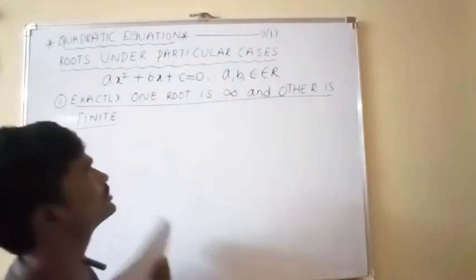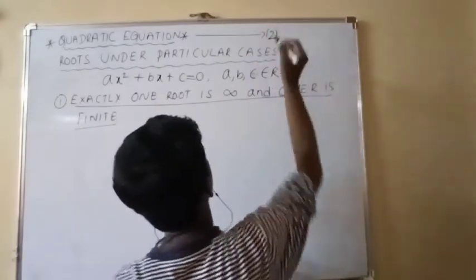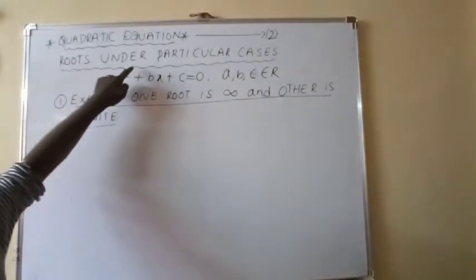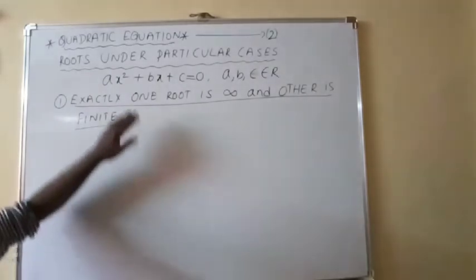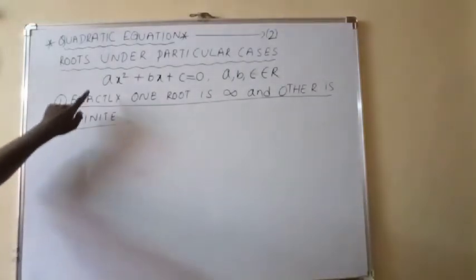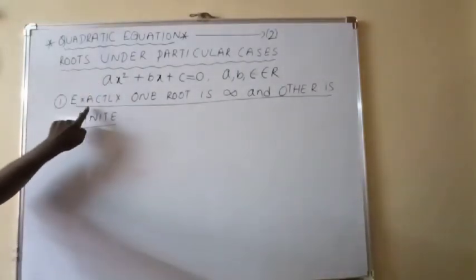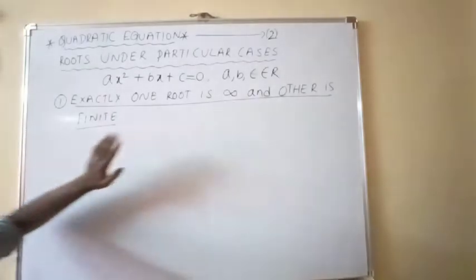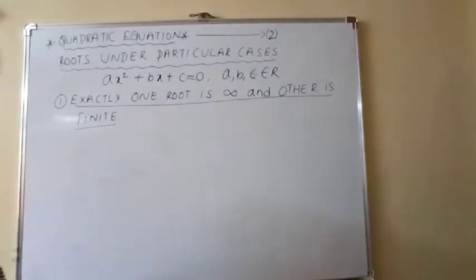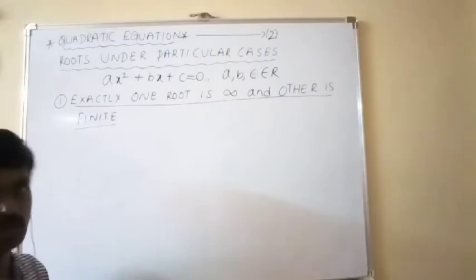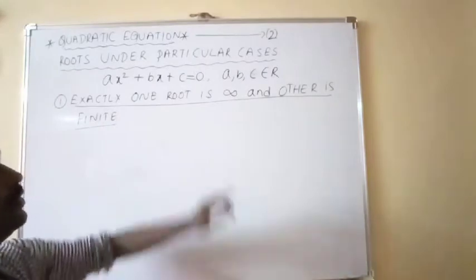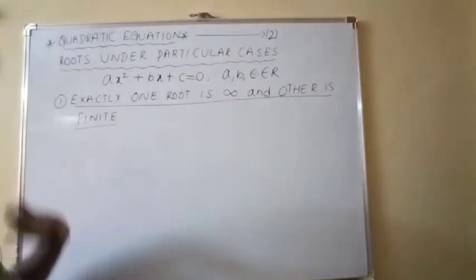Quadratic equation part 2. Here the concept is roots under particular cases. Consider ax square plus bx plus c is equal to 0 where a, b, c are real numbers. Suppose one of the roots is infinity and the other root is finite. Then what are the values of a, b, c? That means under what conditions does this quadratic equation have one root infinite and the other root finite?